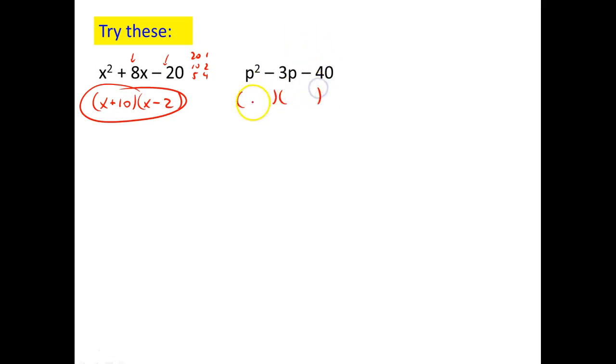So I'm going to open my binomials, p and p: 40 and 1, 20 and 2, 10 and 4, 8 and 5, all combinations that get me negative 40. I need them 3 apart, so that's going to be 8 and 5. And we want a negative 3, so let's make the 8 the negative number.